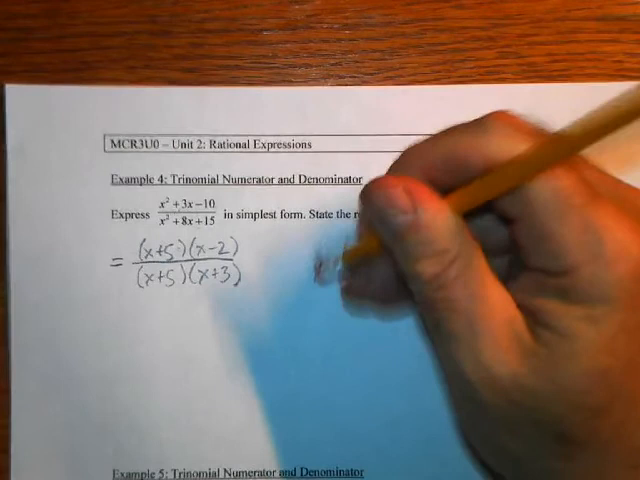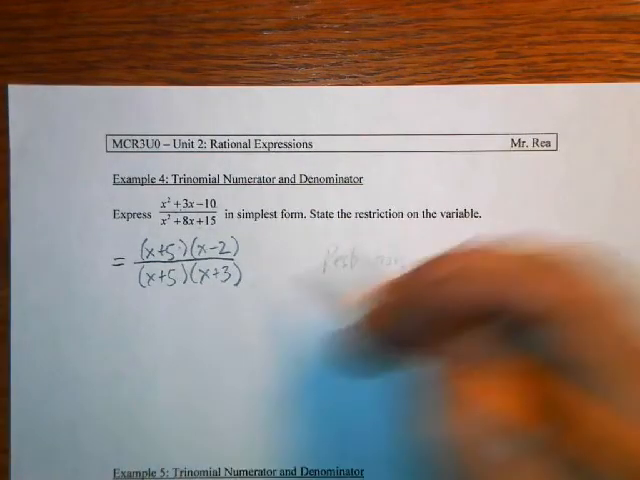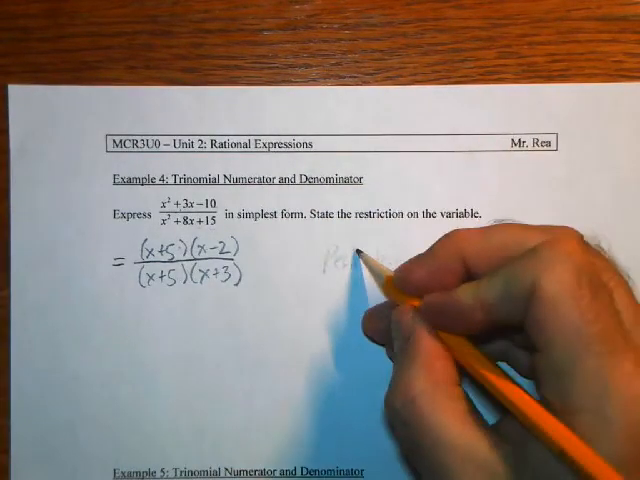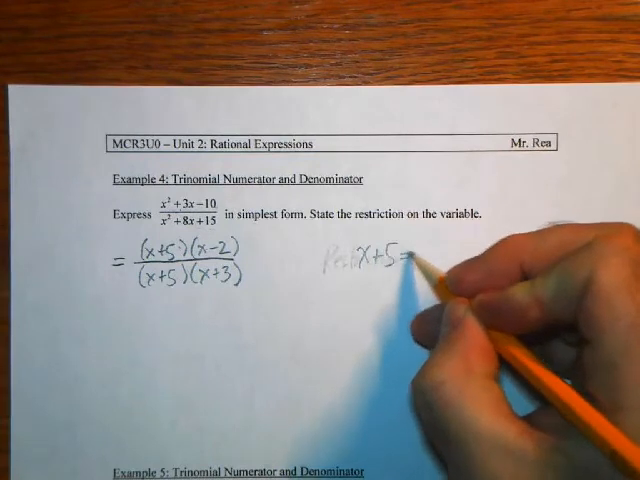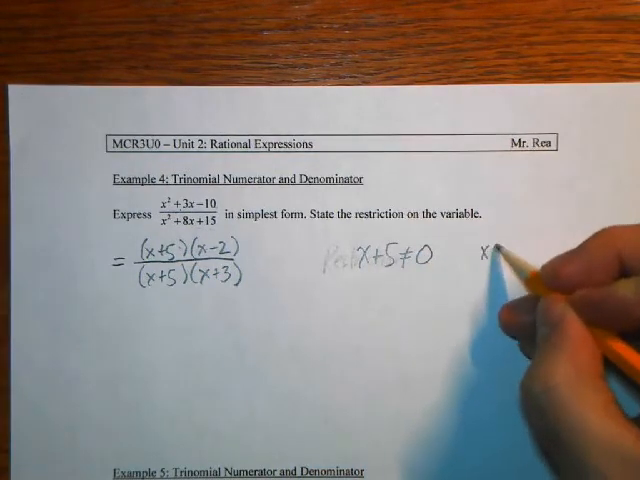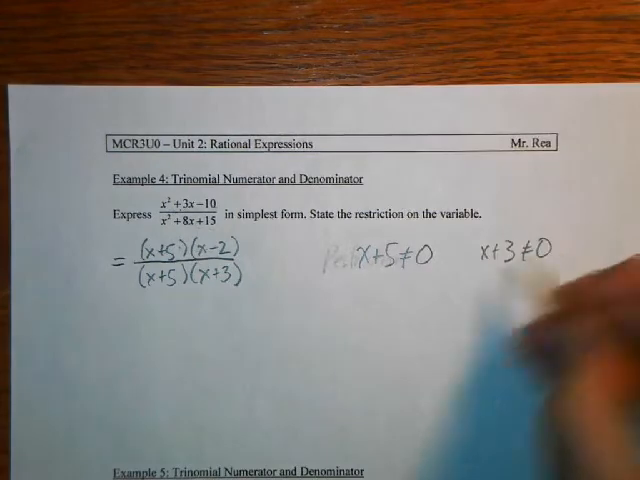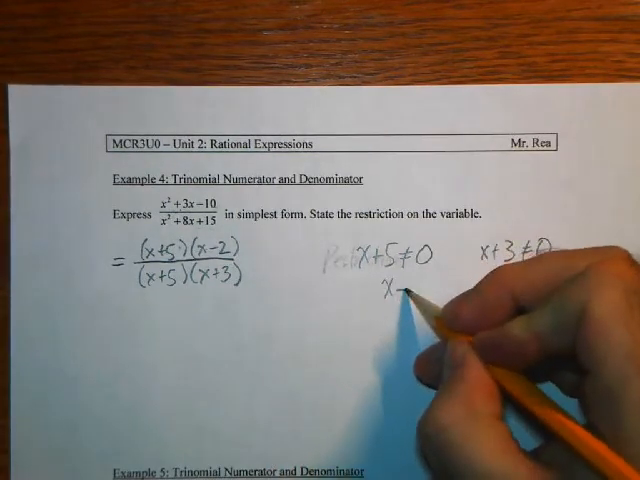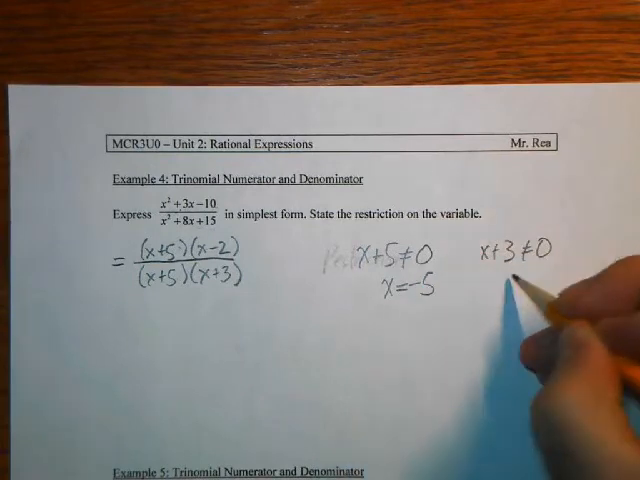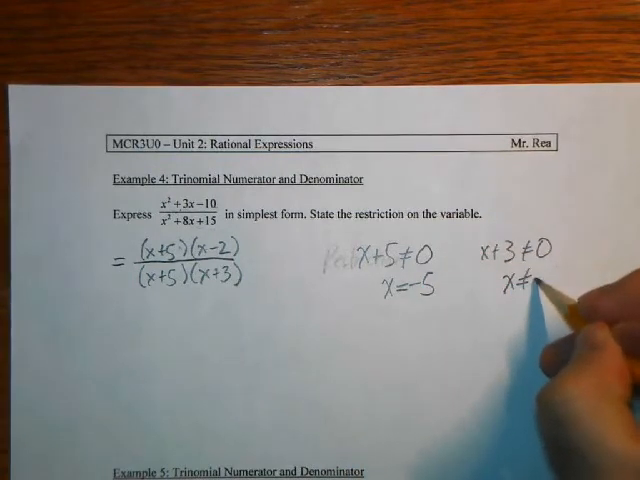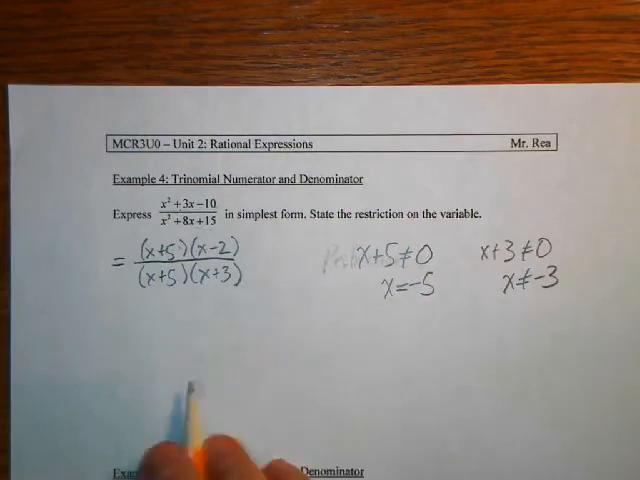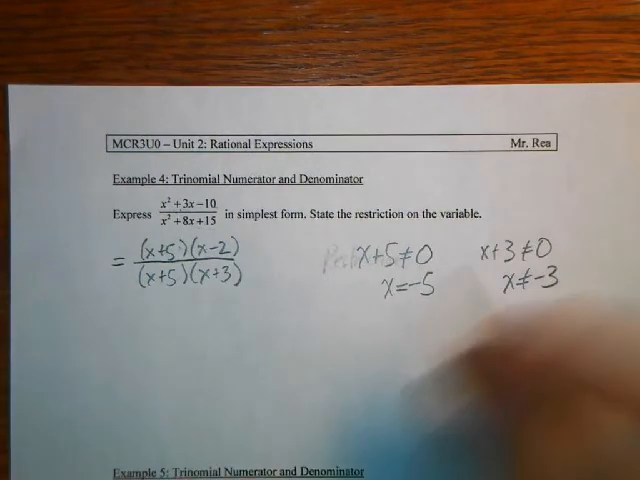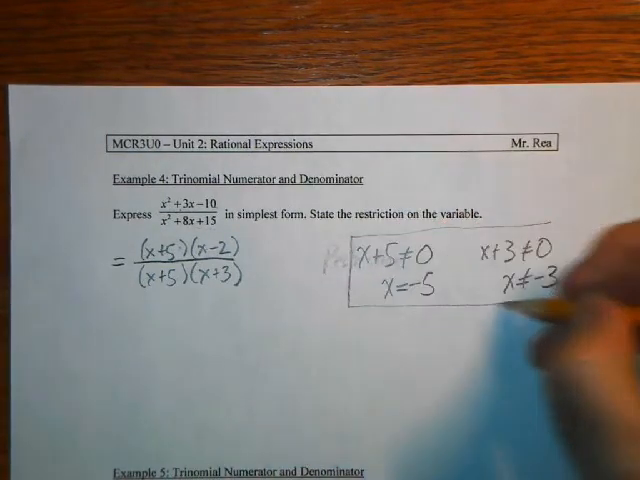So I look at each of the factors in the denominator and I basically say that can't be 0. So x plus 5 cannot be 0 and x plus 3 cannot be 0, and then just solve for x. So I'm going to subtract 5 from both sides and see that x cannot be -5, x cannot be -3. So I'm going to tack that on as my restriction once I get my final version.